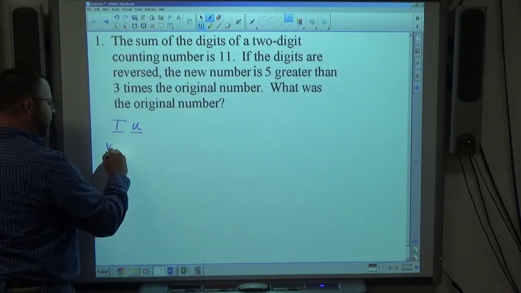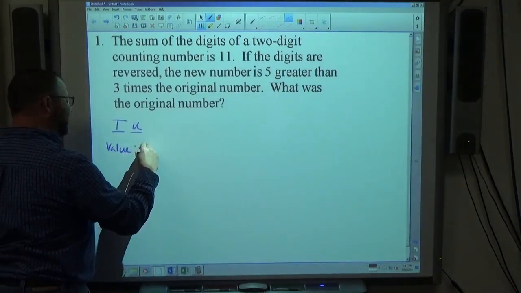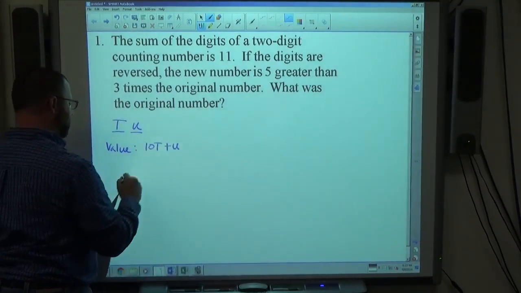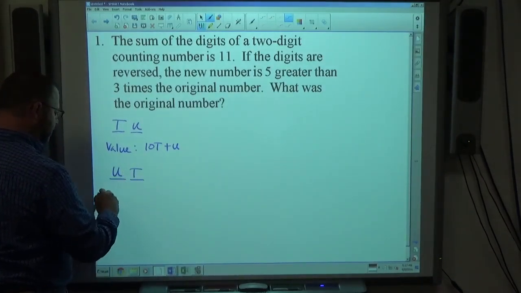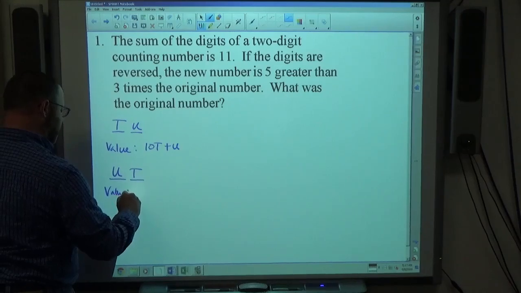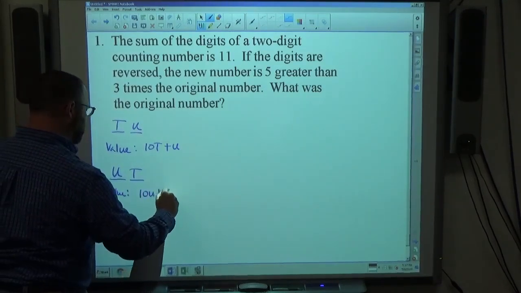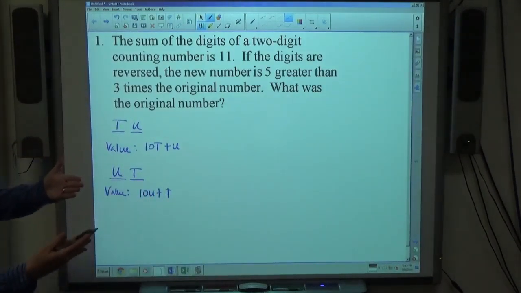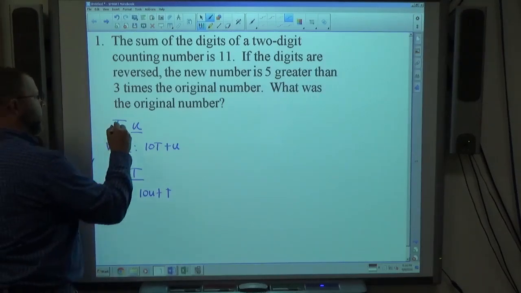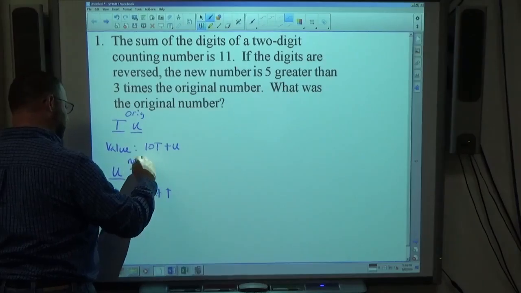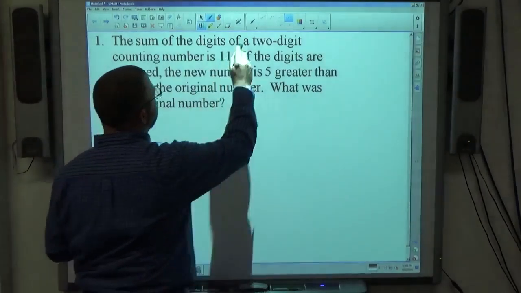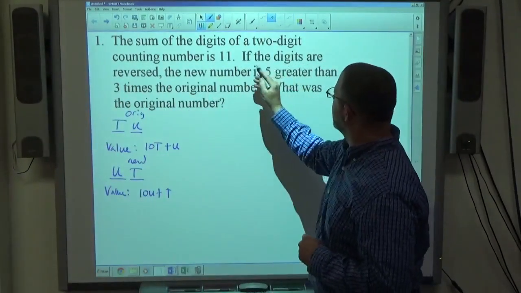The value of said number is 10t plus u. If we reverse the digits, we have u in the tens place, t in the units place. The value of this number is 10u plus t. As far as what they're referring to as the new number and the original number, the original is tu and the new number is ut.